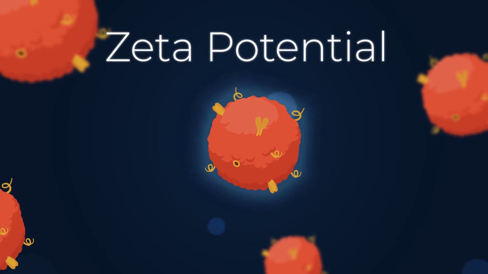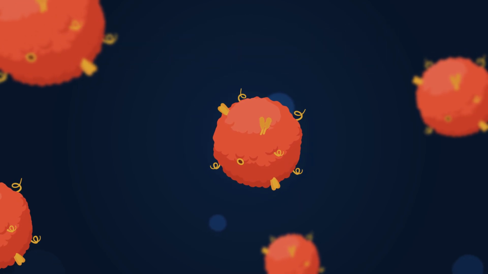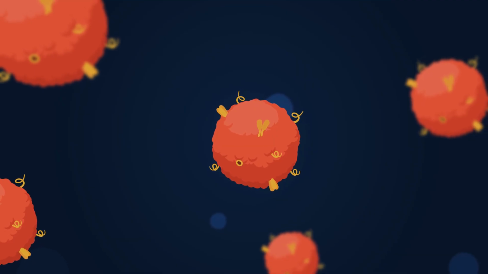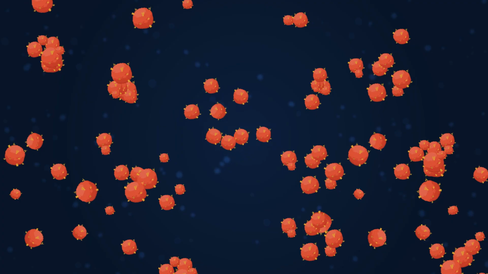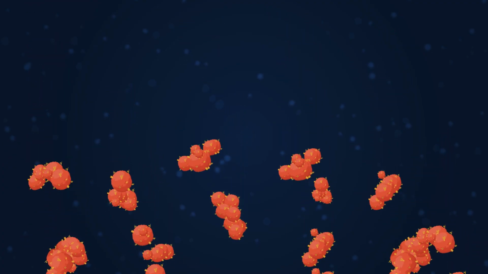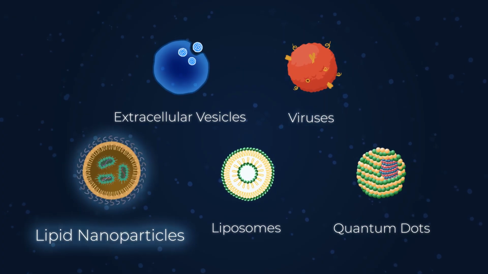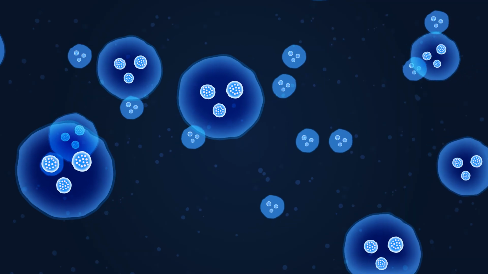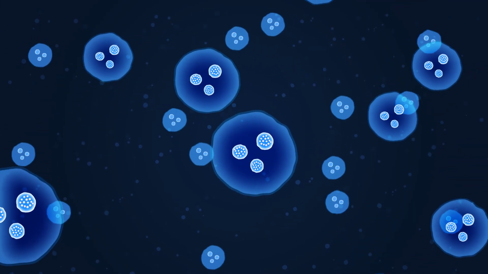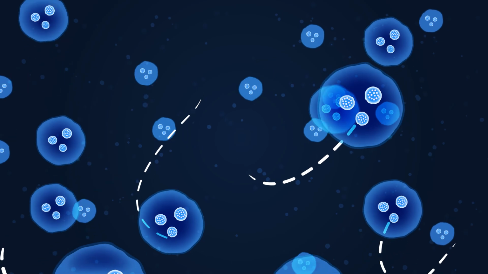Zeta potential is a key parameter for understanding the stability and behavior of nanoparticles in liquid environments. It helps predict whether particles remain dispersed in solution or begin to interact, aggregate, and eventually sediment. For researchers working with extracellular vesicles, viruses, lipid nanoparticles, liposomes, or technical nanomaterials, results depend on how reliably these particles stay dispersed, behave in solution, and maintain their integrity.